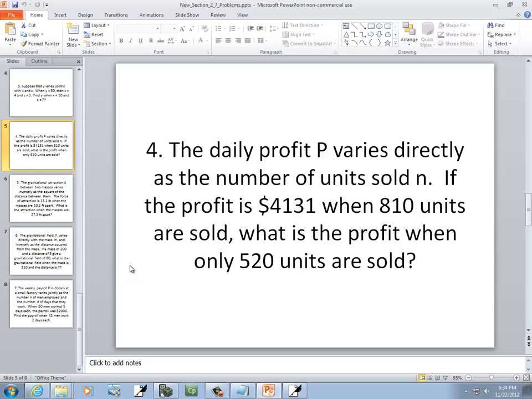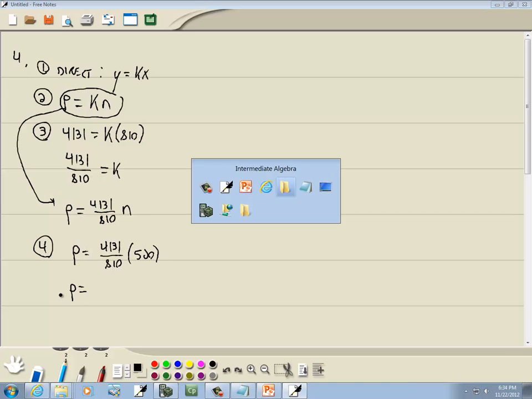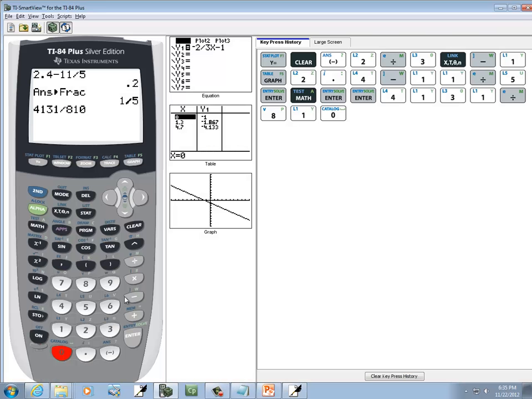Step 4, find what they really want. What is the profit? So what is P when only 520 units are sold? So they're telling us that n is 520. Let's see what that gives us. 41.31 divided by 810 times 520. And we get 26.52.